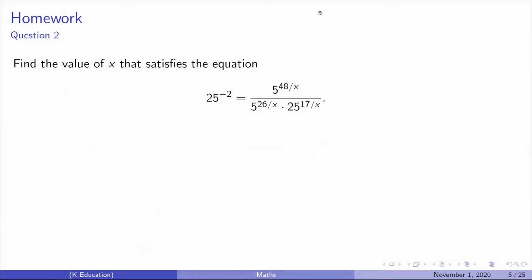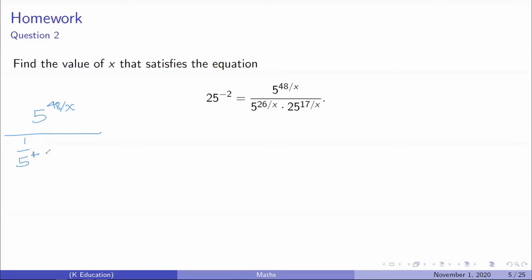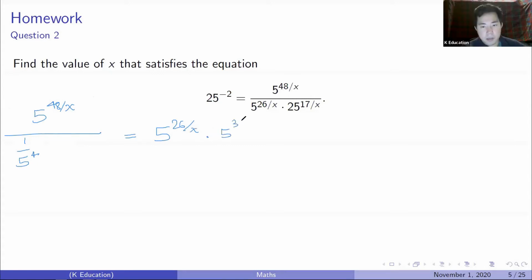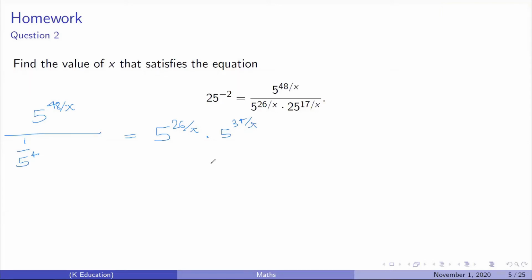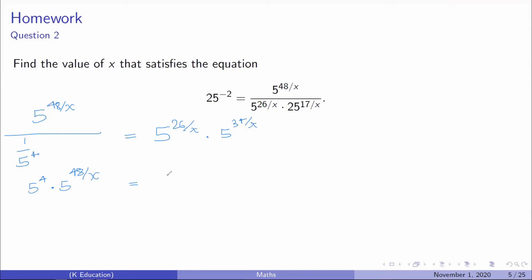I first got 5 to the power of 48 divided by x, divided by 1 over 5 to the power of 4, equals 5 to the power of 26 divided by x, times 5 to the power of 34 divided by x. Okay, so you've skipped some steps, but sure. So that would equal 5 to the power of 4 times 5 to the power of 48 divided by x, equals 5 to the power of 26 divided by x times 5 to the power of 34 divided by x.